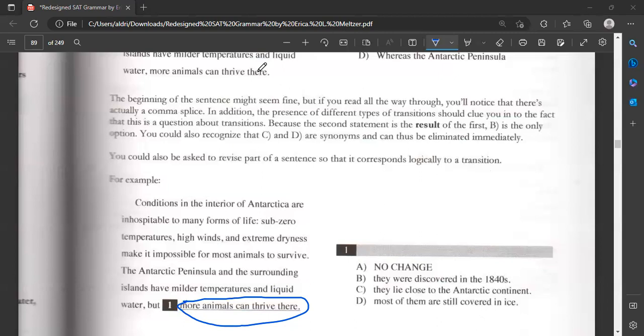but actually introduces why it didn't happen. So the animals that go to the Antarctic Peninsula, they are saying why water and stuff is there. So basically they were discovered in the 1840s is why. I don't think so. What I think we need to consider is, what does them being discovered in the 1840s have to do with the conditions being mild, or the liquid water?